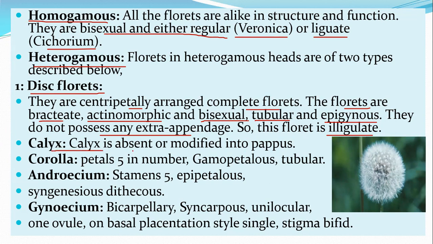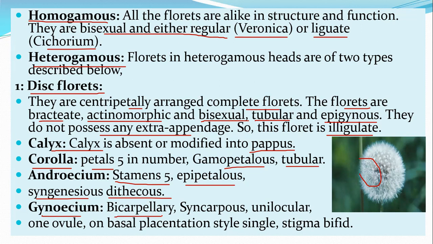Calyx is usually absent, because the calyx is modified into pappus. Numerous hair-like appendages are called pappus. Corolla consists of 5 petals. Petals are united, so it is called gamopetalous, tubular in nature. Androecium, 5 in number, epipetalous, stamens united with petals. Anthers are united while filaments are free, called syngenesious. Anther with 2 lobes is called dithecous.